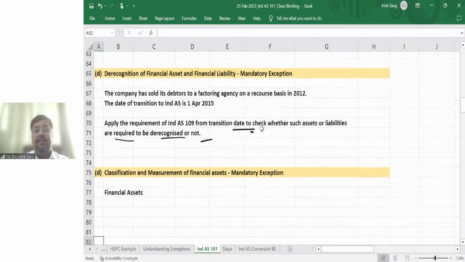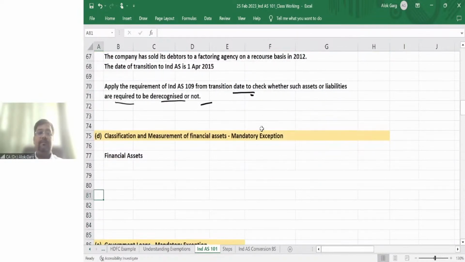Classification and measurement of financial assets. Very important. And again, this is a mandatory exception. What is the classification of financial assets? Please tell me, as per Ind AS 109, how are financial assets classified? Financial assets are classified into three categories. What are the three categories? Amortized cost, fair value through profit and loss, and fair value through OCI. Amortized cost, FVTPL and FVTOCI, right?